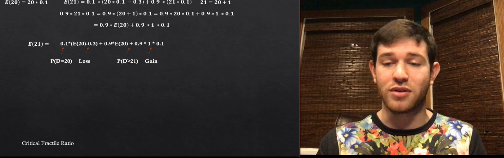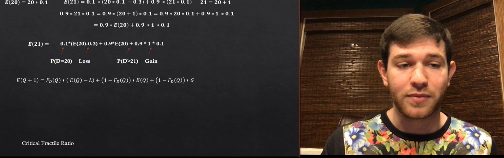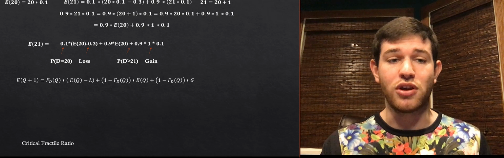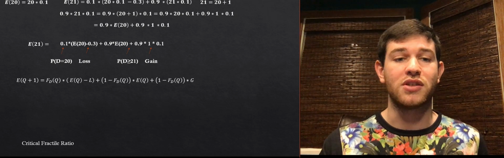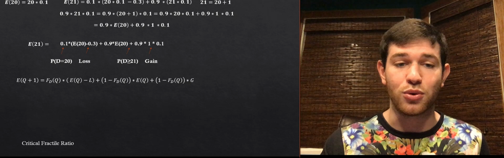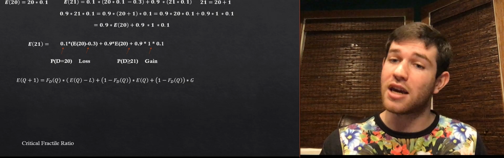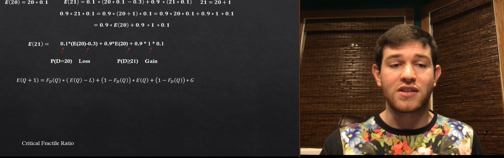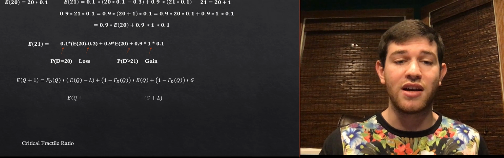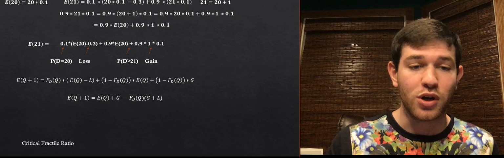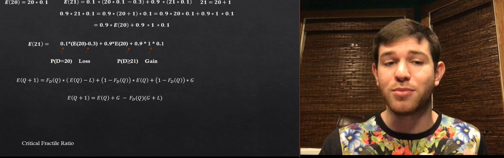So if we take this formula and we plug in the 0.1 for probability, the 0.3 for the loss, and we substitute all these words in, we get that E of Q plus 1 is equal to the frequency distribution of Q times E of Q minus L for loss, plus 1 minus the frequency distribution of Q times E of Q plus 1 minus the frequency distribution of Q times G, our gain. Moving forward from this, if we multiply this all out and we cross out like terms, this is going to simplify to become E of Q plus 1 equals E of Q plus G minus the frequency distribution of Q times G plus L.